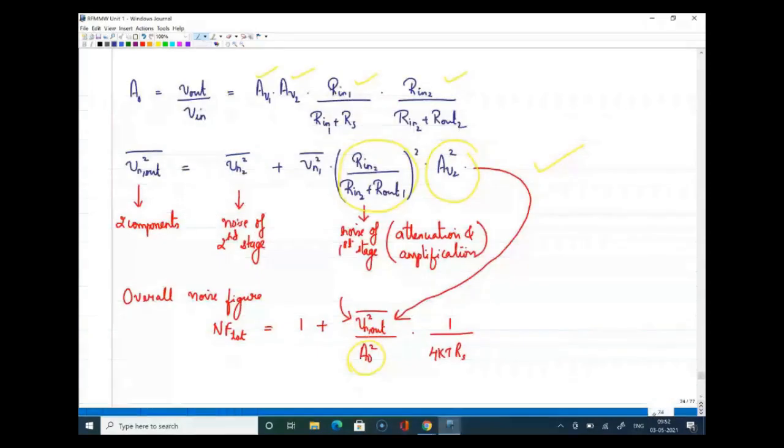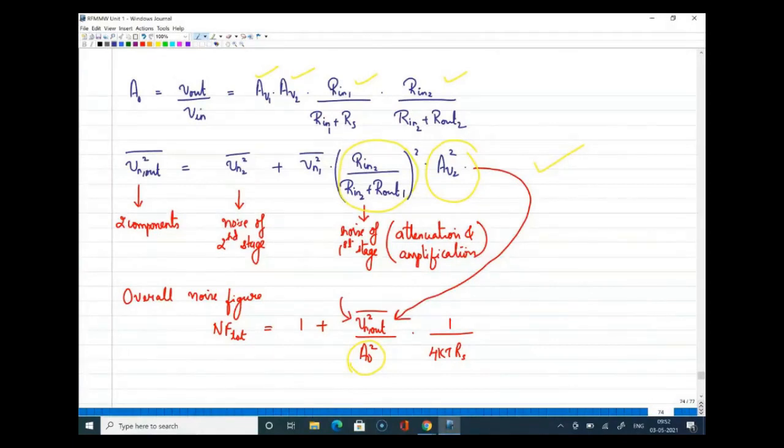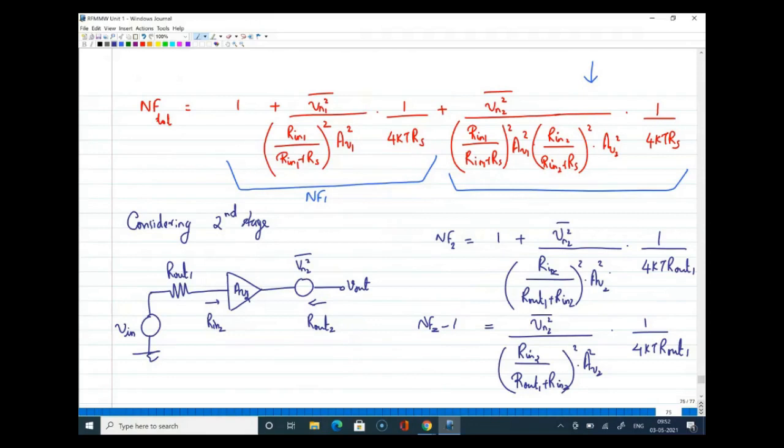The first thing we did is we just wrote what is Vn at the output. So I have to include two components. One is the Vn of the second stage itself plus the Vn square of the first stage, along with the attenuation and the amplification factors that I have written here. Before that, we also defined A0. A0 is the product of attenuation and the amplification factors. By considering both, plugging back into the overall noise figure expression, we obtained this noise figure total expression, such a big expression. Then we identified that the sum of the first two terms is the noise figure of the first stage. Then we have to figure out what the third term was.